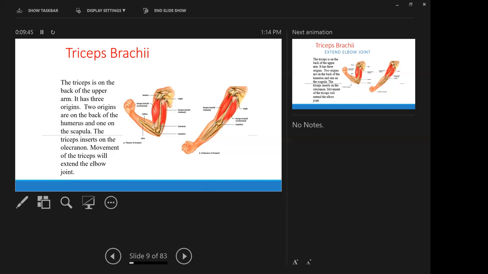So the biceps inserts on the radial tuberosity. It allows the arm to flex. The triceps inserts on the olecranon process. It allows your arm to extend. I can't emphasize enough the need to remember both of those.